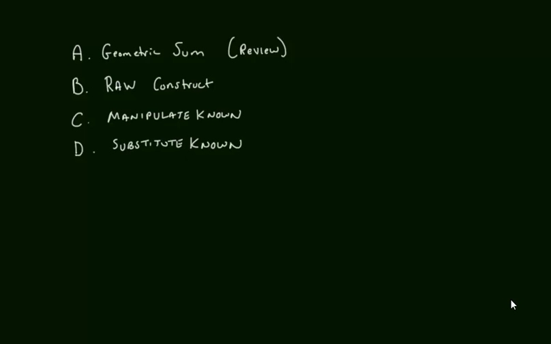A geometric sum is actually a review of the last unit. Then we're going to construct from raw, we're going to manipulate known series, and we're going to substitute into known series. As a result of doing these in the lesson, we're going to compile a list of known power series.